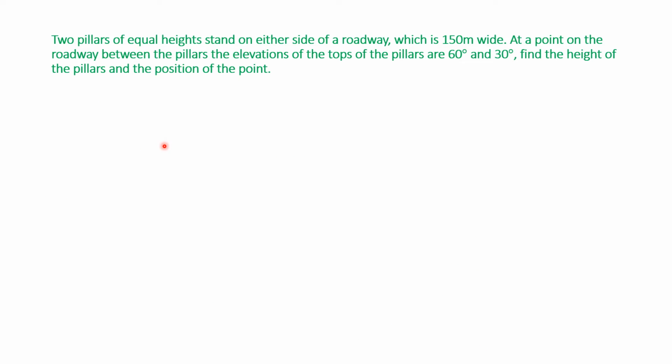So the next question that I have taken is, two pillars of equal height stand on either side of a roadway which is 150 meters wide. So there is a road over here which is 150 meters wide. And there are two pillars which are on either side, and they are both equal. So if this is one pillar, this is the other pillar, and you observe that both of them are of equal length.